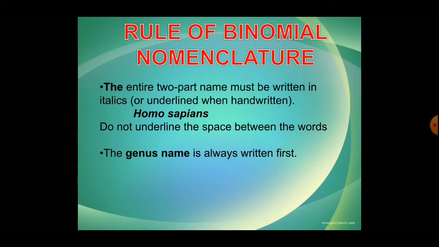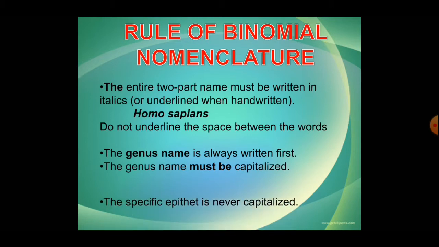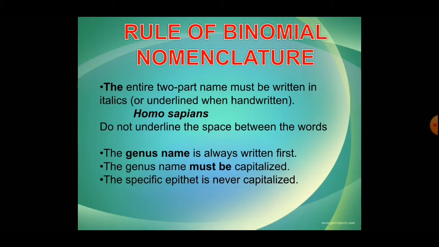The genus name is always written first, and the first letter of the genus name must be capitalized. Like in the above example, you can see Homo sapiens, Homo, H is capital. The specific epithet is never capitalized, meaning that the species name will always be written in lowercase letters or small alphabets.